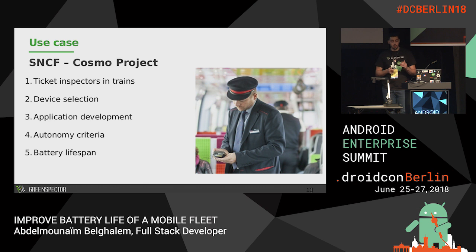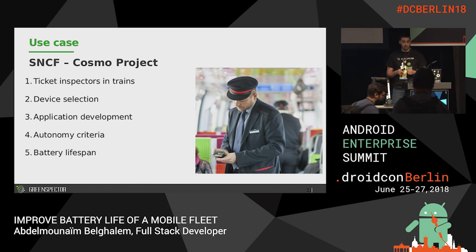So we had to be there for them, first of all, with the device selection. They had a farm of devices. They had a list of devices, 5 to be precise. And those 5 devices were exactly the same for them. So we had to try and see which one was already a better choice for energy consumption.